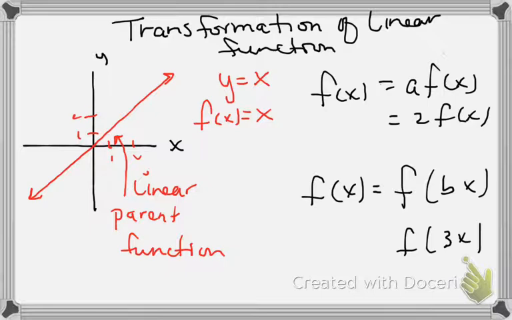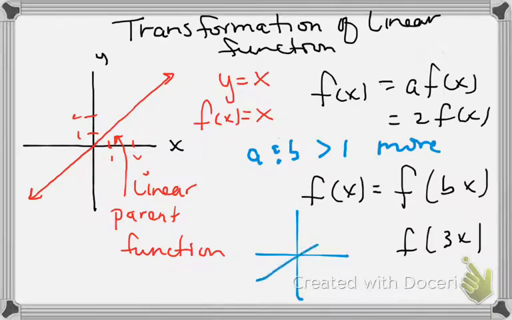When these variables, the a and b, are greater than 1, then it's more steep. What we mean by that is, let's say we have our parent function, and I'm going to use a different color. When we say more steep, we mean the line's going to be steeper, like this. The bigger the number is, of course, the steeper it is. That's when a and b are greater than 1.